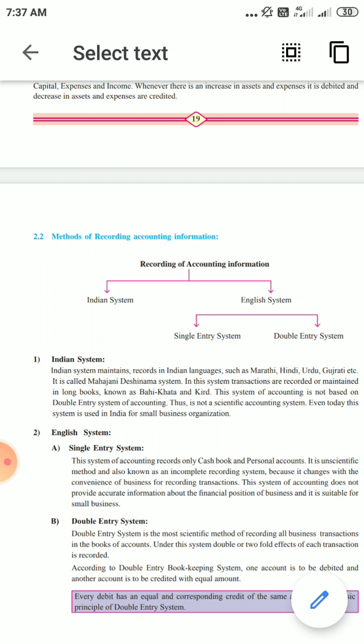Okay, because if you want to trade outside, if you want to show your accounts to the outsiders which is apart from your business, then you should maintain double entry, you should maintain it systematically. So this Indian system is not a systematic method, and this system is still used by small organizations. जो छोटे छोटे organization हैं, they will maintain under the Indian system of accounting. Okay, but others, big businesses, they will maintain only double entry system of accounting.